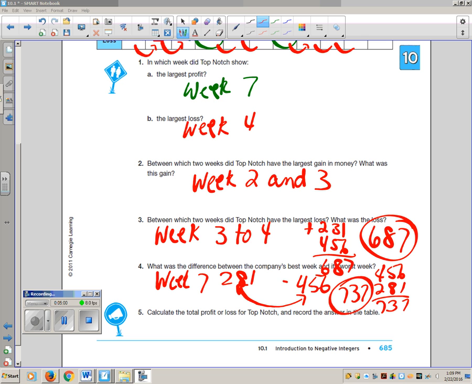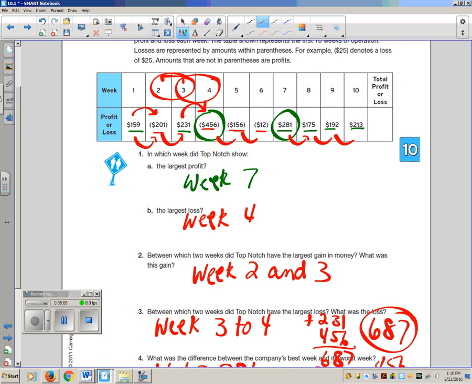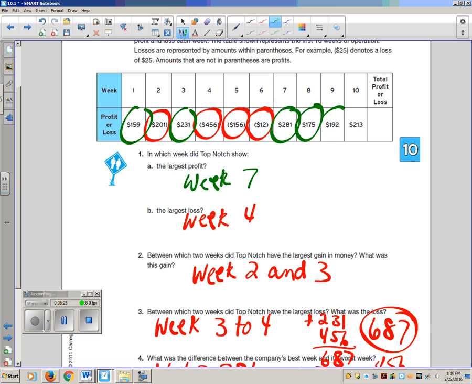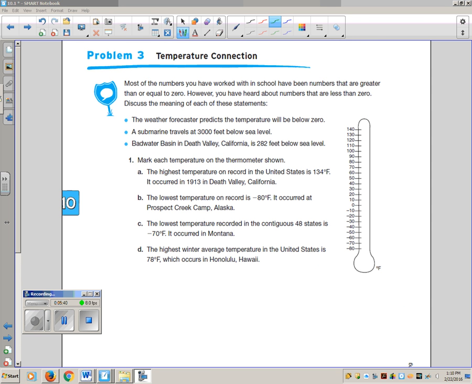So number 5, I'm going to let you do. You're going to calculate the total profit or loss for Top Notch and record the answer in the table. Let me get rid of some of this mess. So add up your parentheses and then add up your profits. You're going to subtract the 2 and get your answer right here. Check with your answer in the textbook. All right, next page, problem 3.